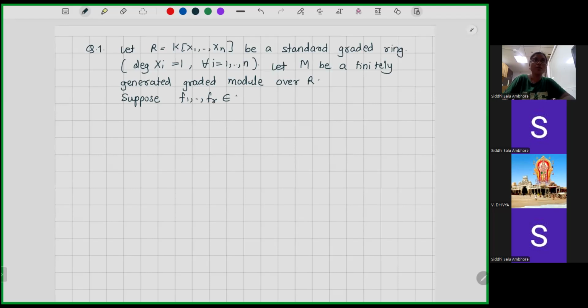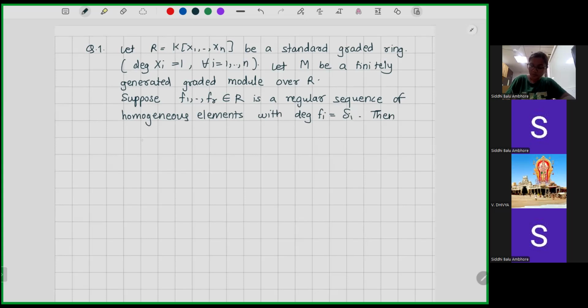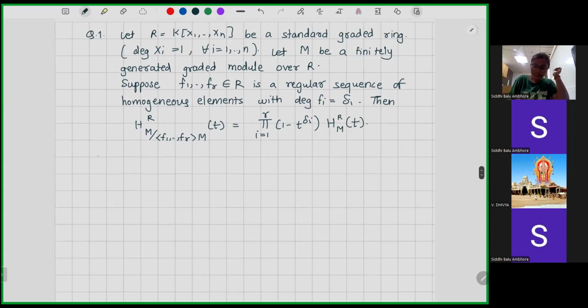And suppose f1 to fr belonging to R is a regular sequence of homogeneous elements with degree fi equal to, suppose, delta i. Then we have to prove that the Hilbert series of the module M quotiented by (f1, f2, ..., fr) M is the product over i from 1 to r of (1 minus t power delta i) times H_M(t). So this is a more general result than what we have been using.